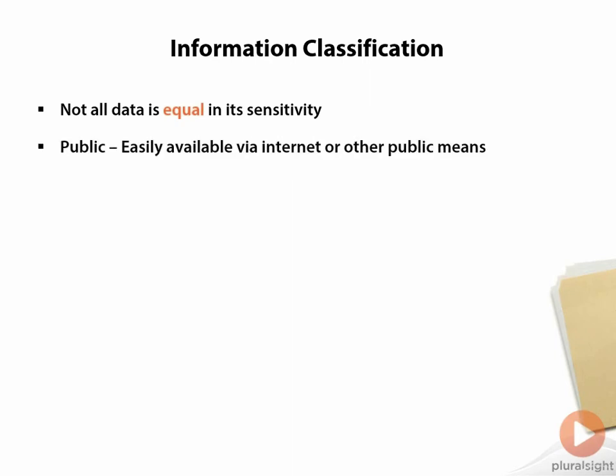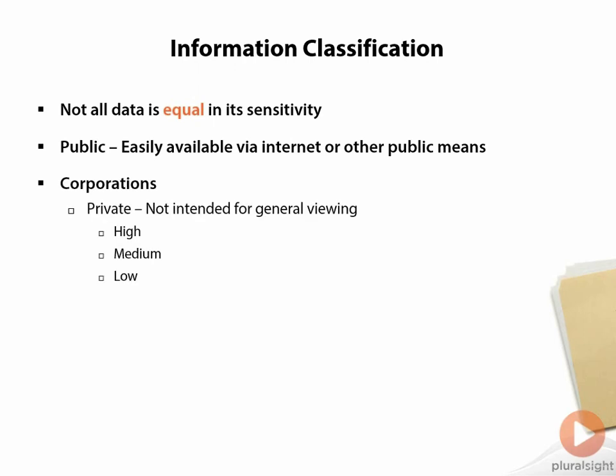All right, so we have public information, which is easily available via the internet or other public means, or doesn't have an expectation, I should say, of being confidential. And then corporations typically will have things blocked off as private, confidential, et cetera. Private is not intended for general viewing. In other words, John Q. Public should not have access to our private, confidential, corporate data.